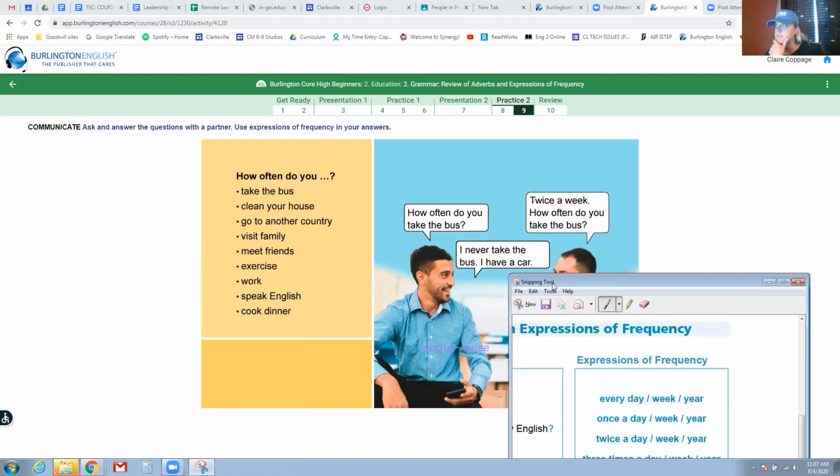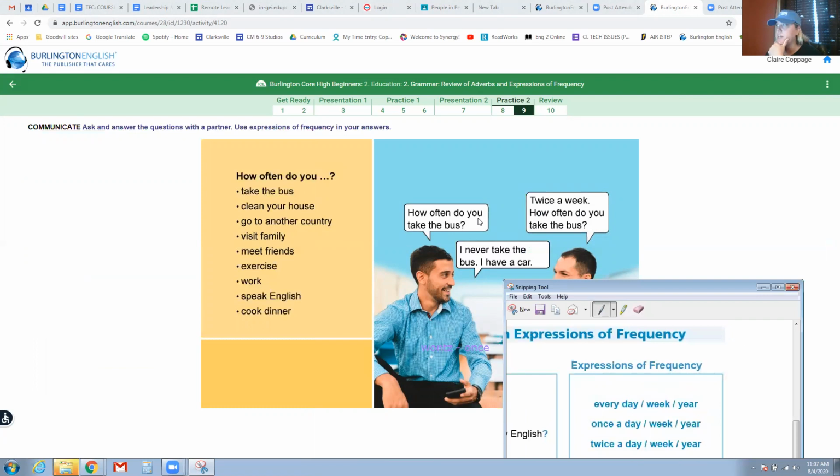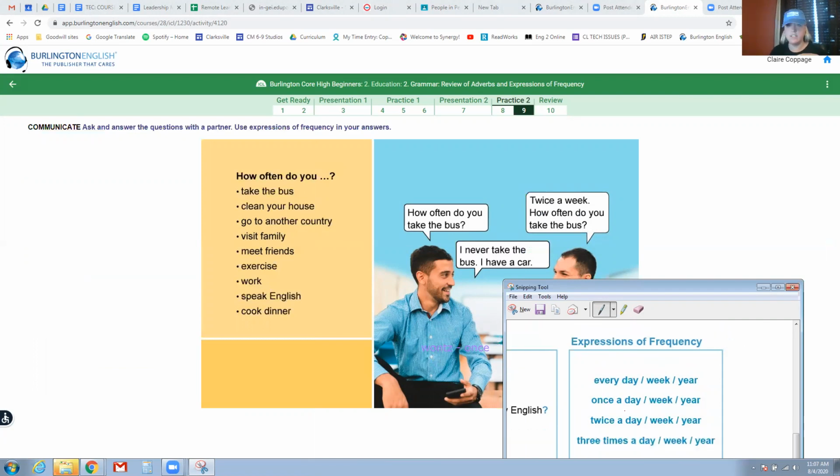Okay, so for example, he says, how often do you take the bus? And he says, twice a week. How often do you take the bus? I never take the bus. I have a car. So here's our opportunity. We can use expressions of frequency like this to be specific, or we can use the adverbs of frequency: always, never, usually, rarely, sometimes, or often, okay? So we can use any of the words that we've learned today, okay? Puedes usar cualquier vocabulario de hoy, okay?